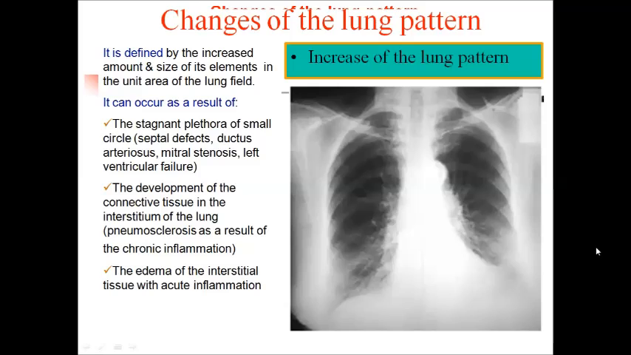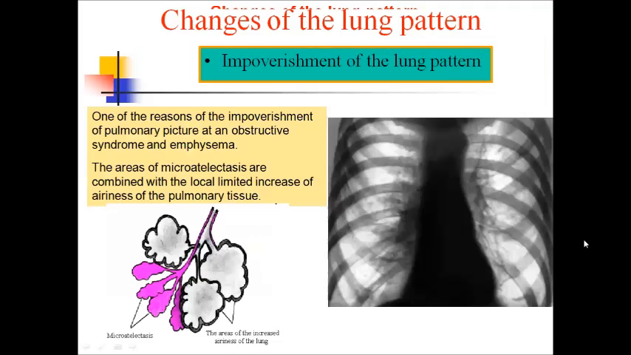Usually it occurs as a result of the standard plethora of small circles. For example, in cases of septal defects, ductus arteriosus, mitral stenosis, left ventricular failure. The other reason is the development of connective tissue in the interstitium of the lung, in pneumosclerosis, as a result of chronic inflammation. And the last, main reason is the edema of interstitial tissue with acute inflammation.